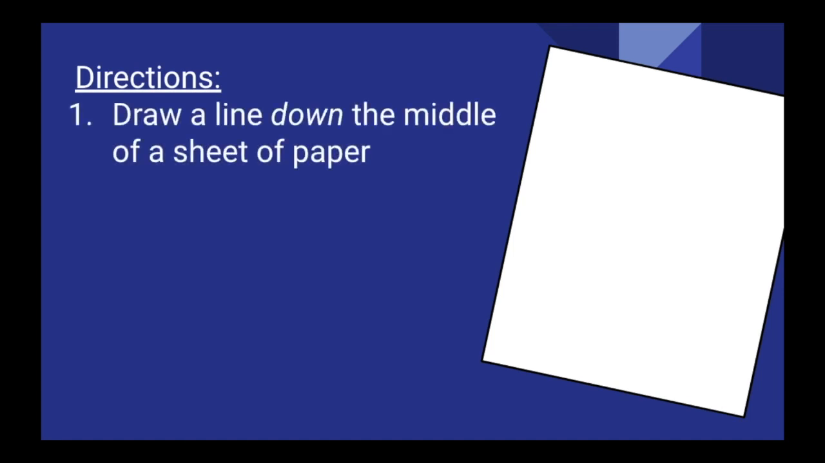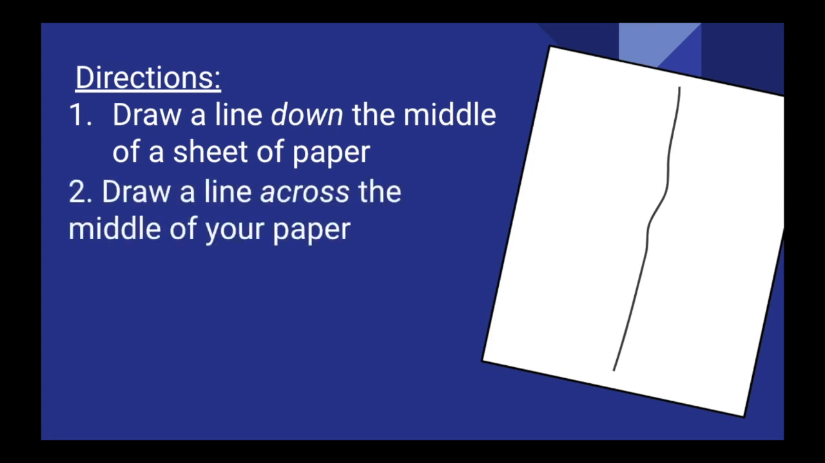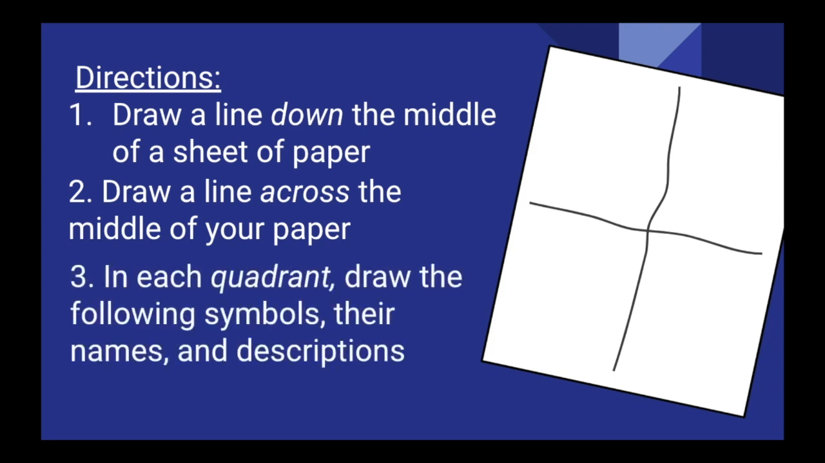1. Draw a line down the middle of a sheet of paper. 2. Draw a line across the middle of your paper. And number 3, in each quadrant, draw the following symbols, their names, and descriptions.